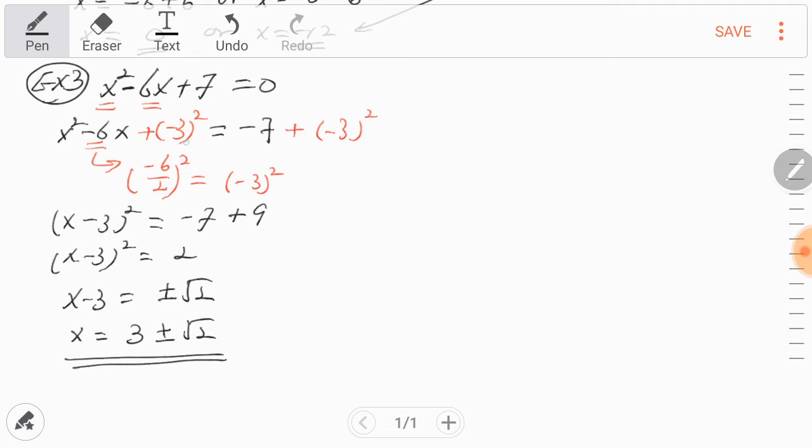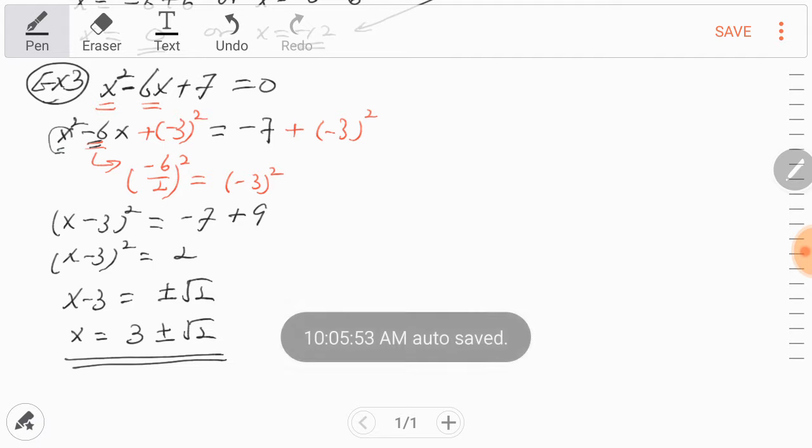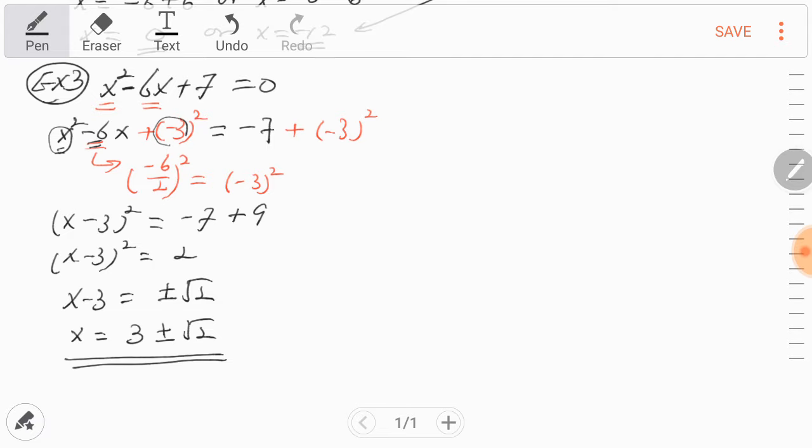Okay, then the third term is what? You get it from the coefficient of x, negative 6. So negative 6 divided by 2, squared. That goes to the third term. And the perfect square is what? The base of x minus 3, squared. So x minus 3 will be the base of the perfect square.